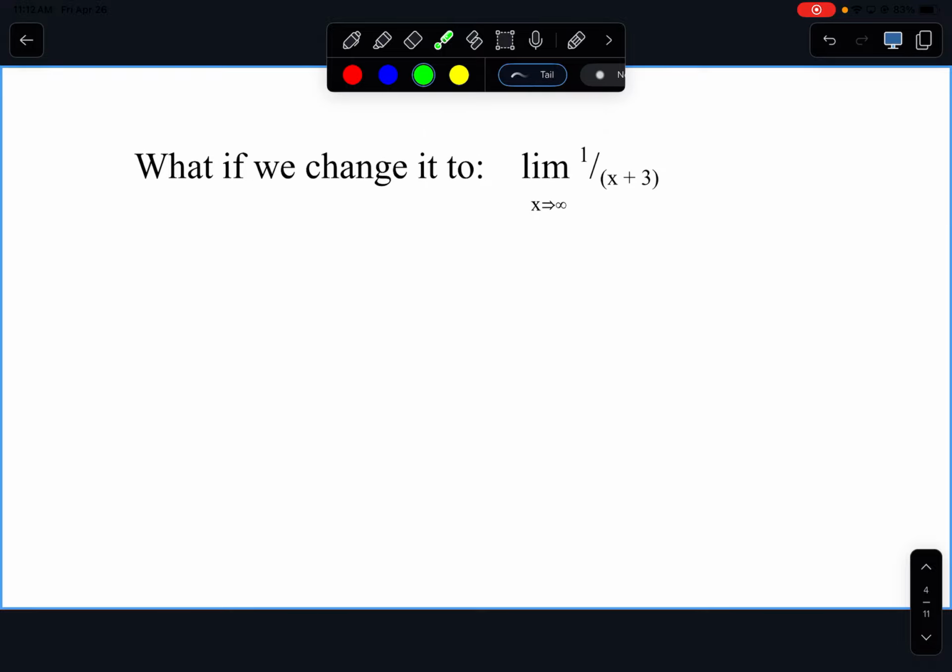Here we go. Well, what if we change the equation to x plus 3 instead of just x? And you're going to hear me today say, we're going to talk about each problem in two different ways. Conceptually, like the idea of plugging in infinity. And then you're also going to hear me talk a lot about horizontal asymptotes today. Because it's the same idea. So let's start with this.